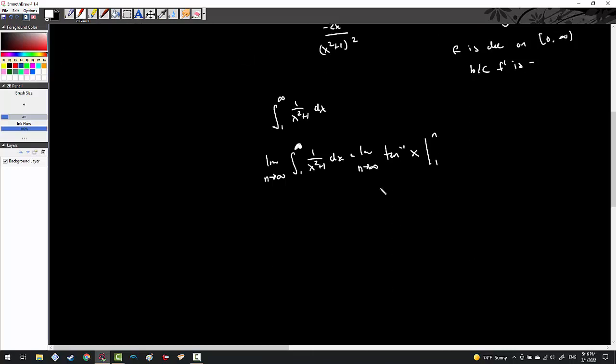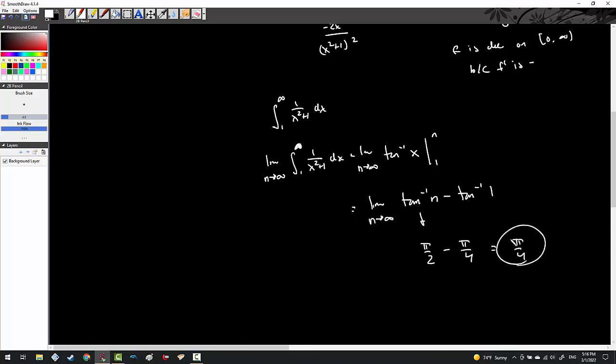And when I go to evaluate this integral now, I'm going to get limit as n goes to infinity of tan inverse of n minus tan inverse of 1. Well, as n goes to infinity, tan inverse of n goes to pi over 2 because of my asymptote. And then tan inverse of 1 is pi over 4. So what I end up getting is pi over 4.